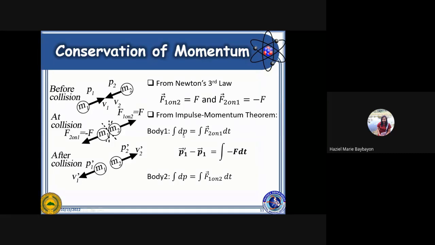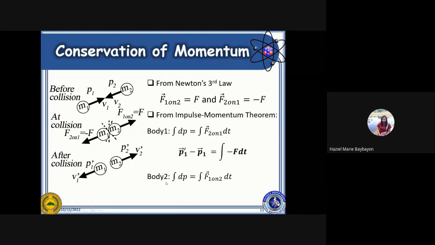It is an integral now, class. For body 1, the change in momentum is equal to the integral of F dt. When we integrate, the integral is just like a summation, like summing up. So the integral of F2 on 1 dt. Note that F2 on 1 is equal to negative F. So you have the integral of minus F dt. This is for body 1.